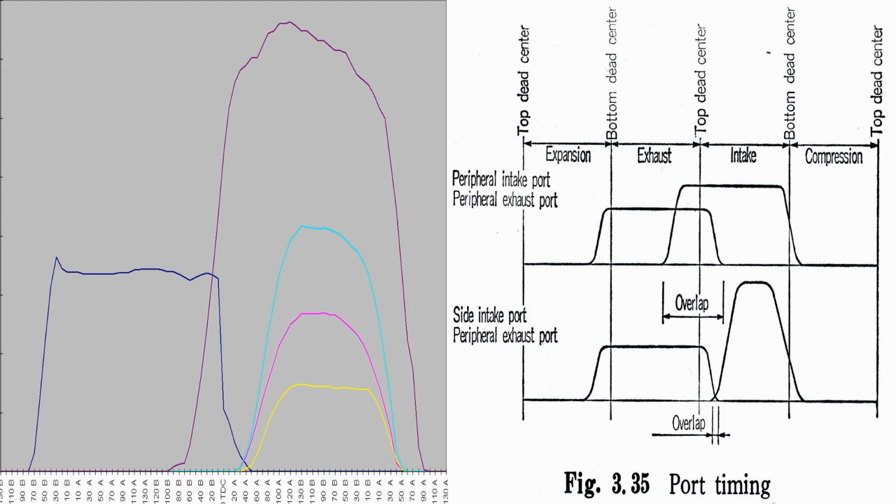Just as something interesting, Mazda gives you port opening area over crank degrees. And as we can see, that's quite different to what the actual engine sees with flow over crank degrees. The port timings are the same, but look at the peripheral port and then the side port. And that kind of shows port opening area is not exactly what the engine sees.